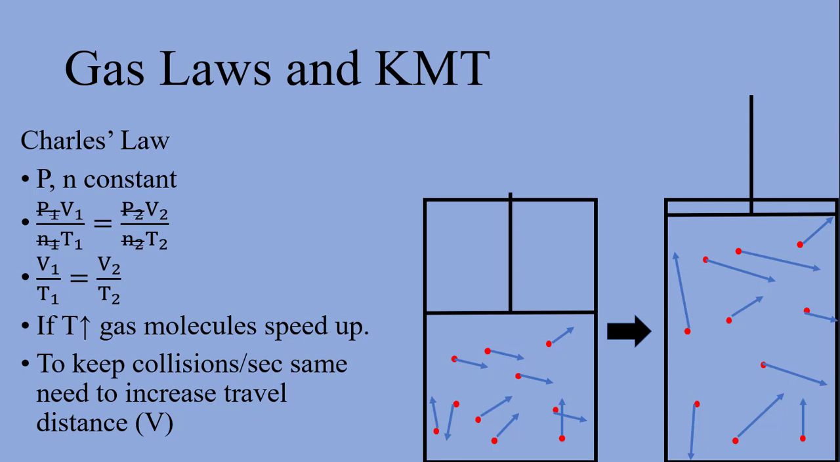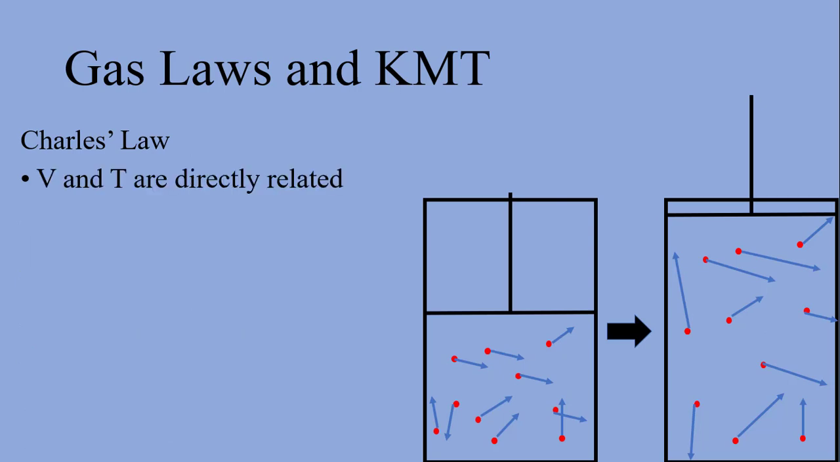So by increasing the volume, you increase the distance the molecules have to travel, and the volume will continue to increase until the collisions per second is the same under the second set of circumstances as the first set of circumstances. And of course, this is true in the other direction. So volume and temperature are directly related when you hold pressure and moles constant. And once again, the temperature must be in Kelvin.